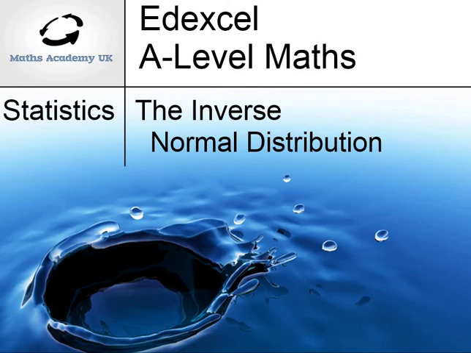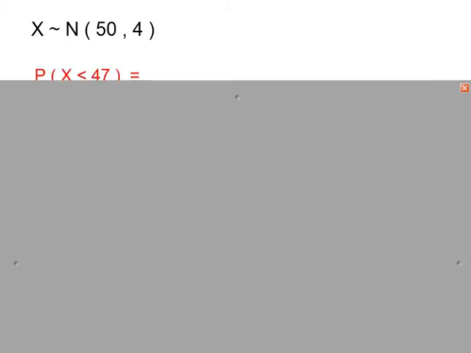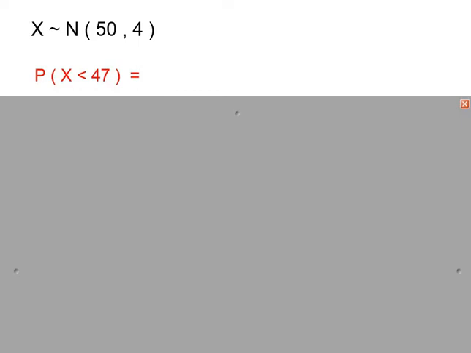The inverse normal distribution. So we have a normal distribution, mean 50, variance 4, standard deviation 2. We want to work out the probability that a randomly chosen item that came from a population that's represented by this normal distribution has a value less than 47.